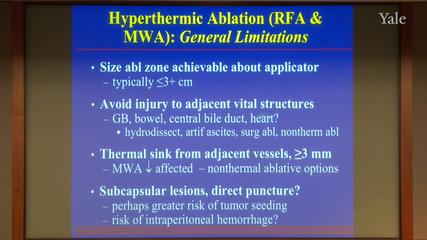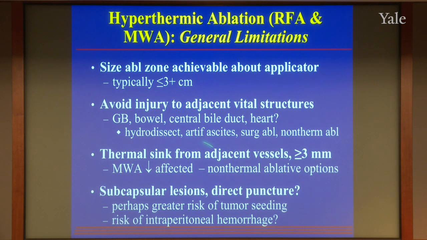Questionably, the heart, I think that's more of a mechanical issue. If you inadvertently place your needle wrong, heart really should be well tolerated. There are tricks you can use to get around this by hydrodissection, putting fluid in to separate your tumor from the vital structure. Artificial ascites, we've done that very little at Yale, but that is described in some places. You can switch over to a surgical ablation if it's near a vital structure, or a non-thermal technique such as alcohol or irreversible electroporation, which we're just starting to use here.